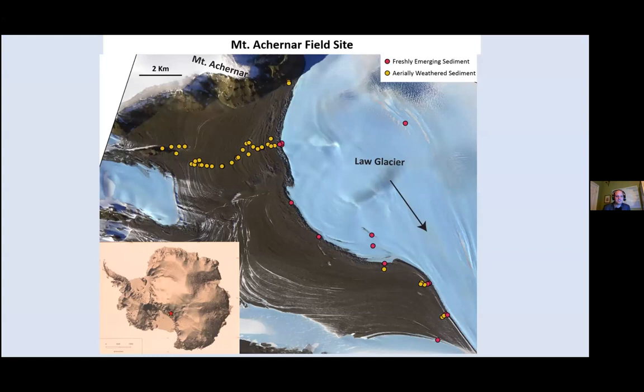So this is the sampling. Two seasons of work were done here with myself and many colleagues as well, particularly in the earlier season when I wasn't there, collected these. I've marked in red the samples where the sediment is freshly emerging. And in yellow, these have had surface exposure. So I'm focusing on the red ones for the purposes of this talk.